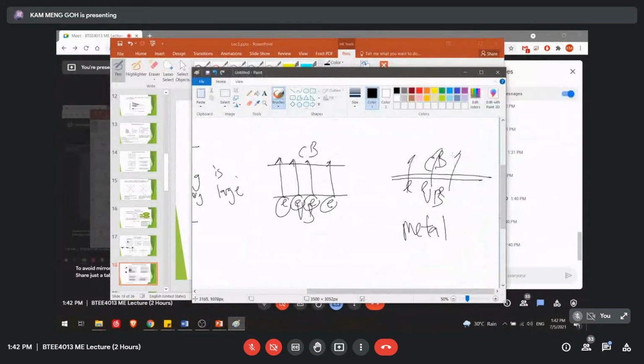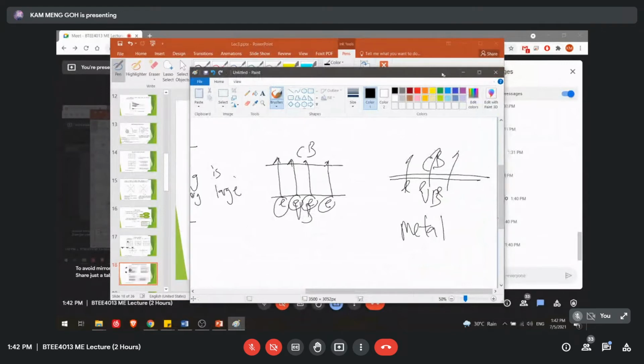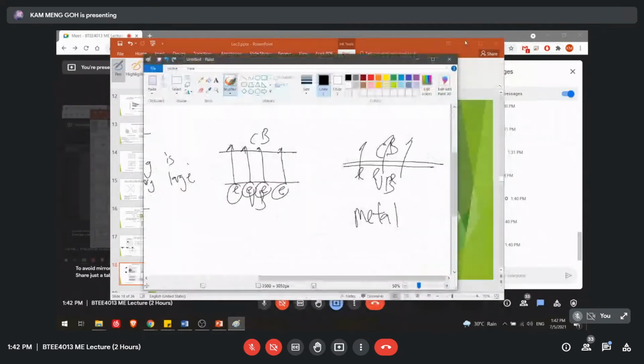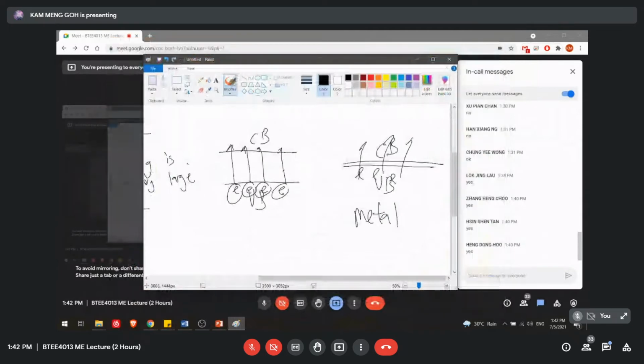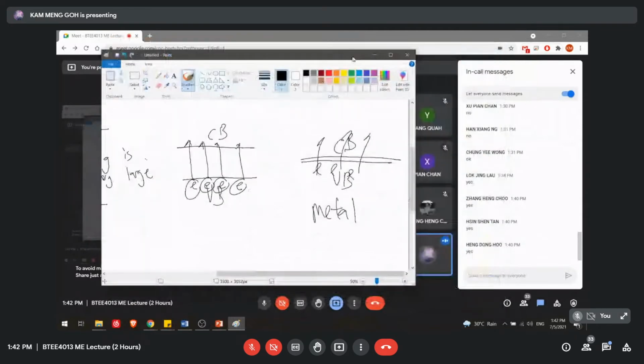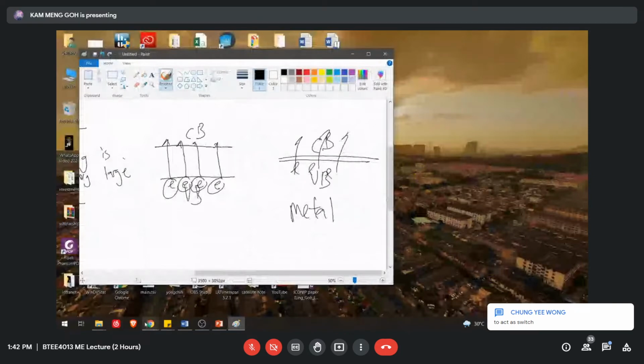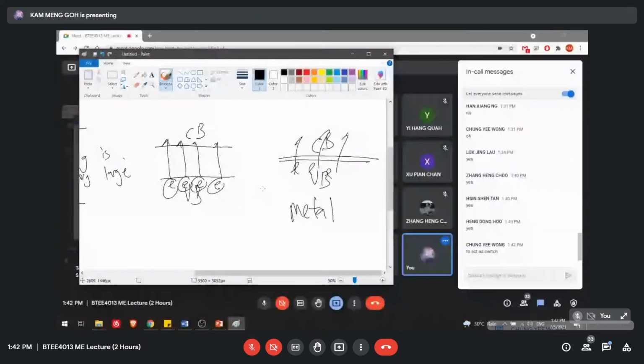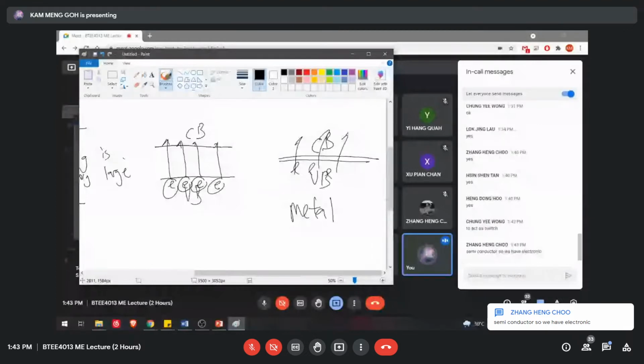But why do we still need the semiconductor? Why not use the metal as our electrical component? Can anyone guess? Why don't we... act as a switch? Yes, somebody is saying this. Any other answer? What do you think? Why do we need semiconductor? Any guess? But why don't we use the metal as our semiconductor?